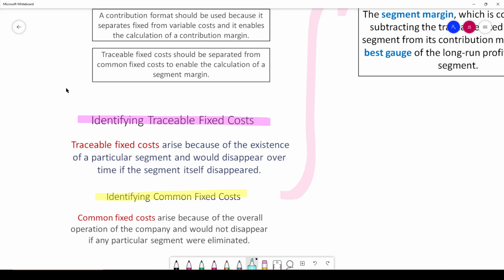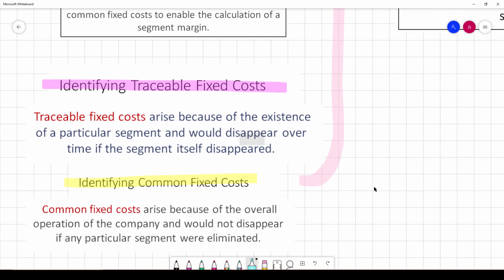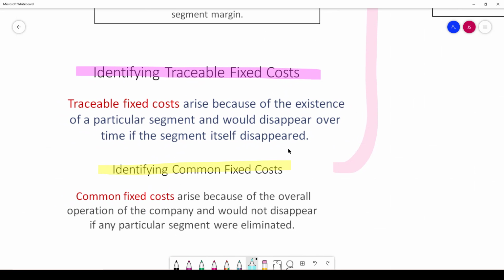Now, what is a traceable versus common fixed cost? Well, a traceable fixed cost exists because the segment exists. So if we were to get rid of a specific product line, it's possible that that product line manager's salary would disappear along with the segment disappearing. So traceable fixed costs exist because the segment exists, and they would go away if the segment were to go away. But common fixed costs, on the other hand, are fixed costs that exist because the company is in existence, and they wouldn't necessarily go away if we get rid of one segment of the entire business.